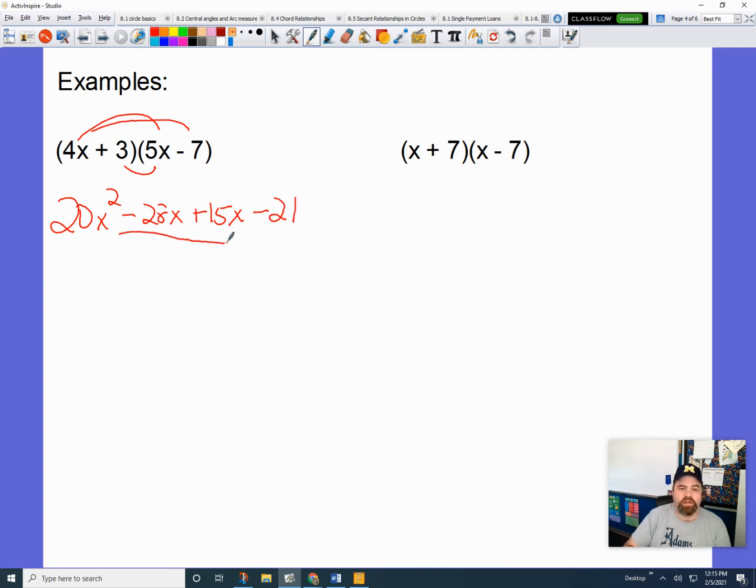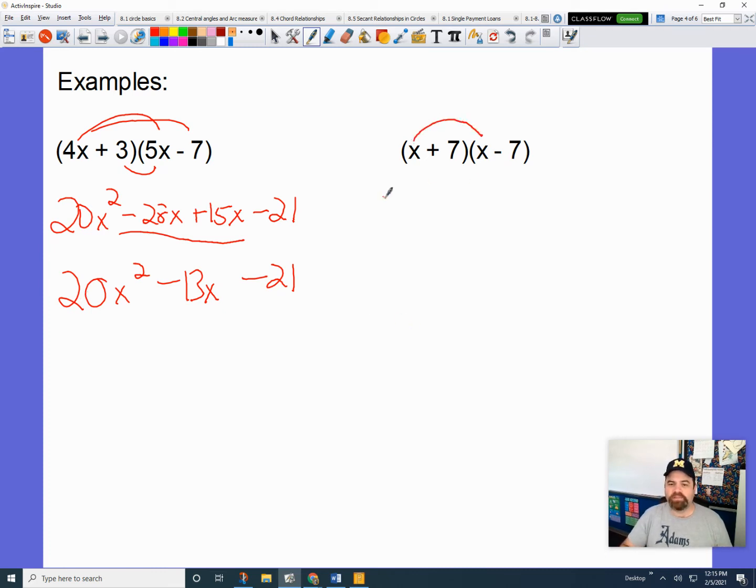The 2 in the middle, I can combine. So negative 28x plus 15x is negative 13x. And then the negative 21 at the end and the 20x squared at the beginning just kind of drop down. All right, this next one is kind of a special case, and you'll see why after we start multiplying here.